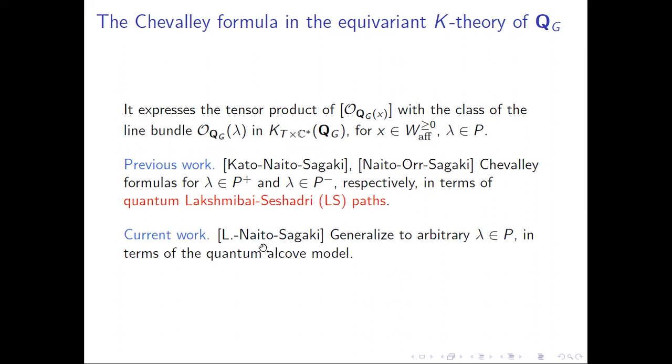They expressed these formulas in terms of so-called quantum Lakshmi-Seshadri paths, so these piecewise linear paths. And then with Naito-Sagaki, we generalized these formulas to arbitrary lambda, and we found it easier to express them in terms of the quantum alcove model, which I explained, and it's technically a discrete version of these piecewise linear paths. So it's a completely discrete model, which allows you to do more combinatorics with it than working with these piecewise linear paths.